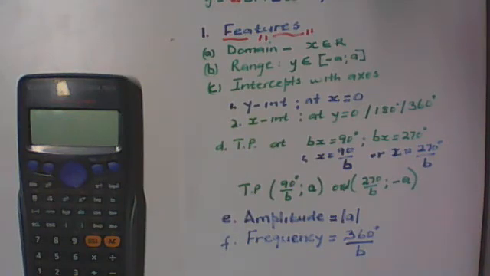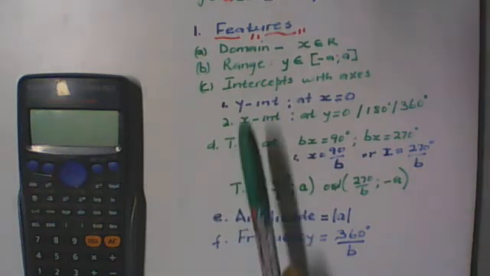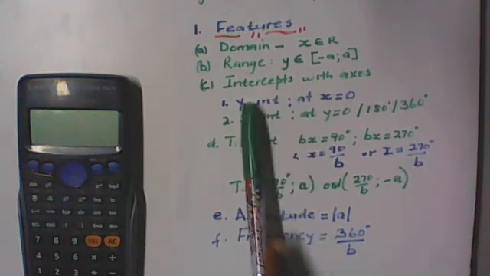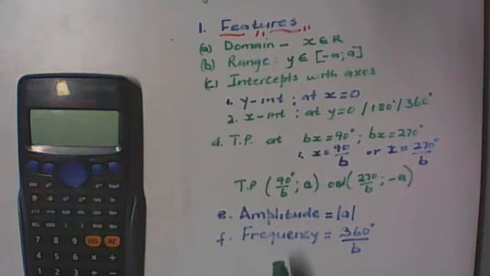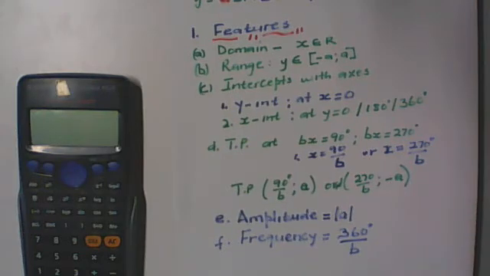Let's move on. Now, these are all the features. I will repeat this feature. The first one is the domain, and the second is the range, and then intercept with both axes. When you draw the graph, you need to know all these six things. Okay, guys. So let's get to the next page. Now, the next page is where we are going to be hands-on with the graphs.